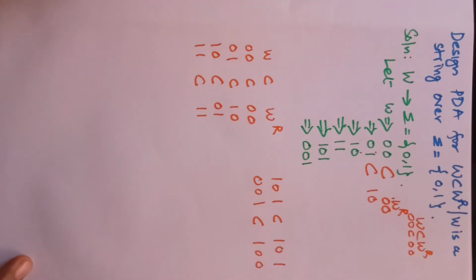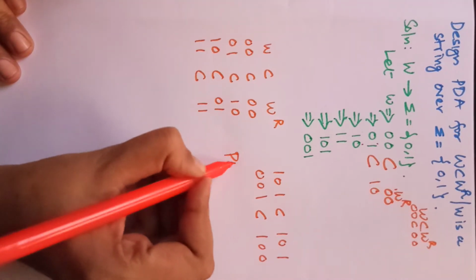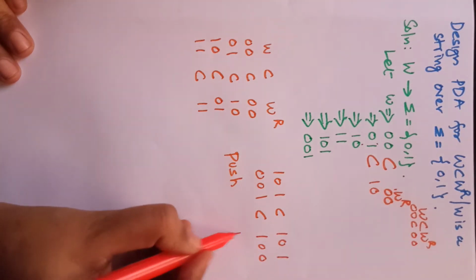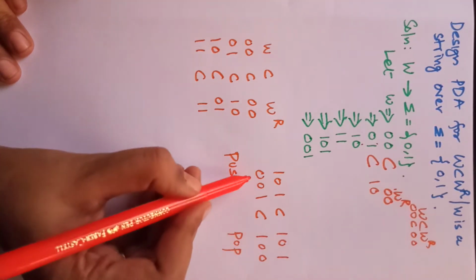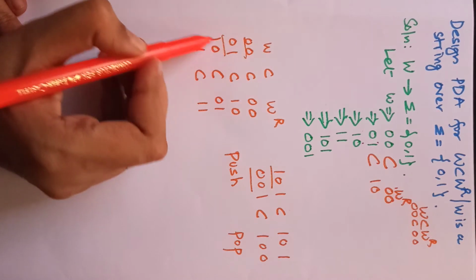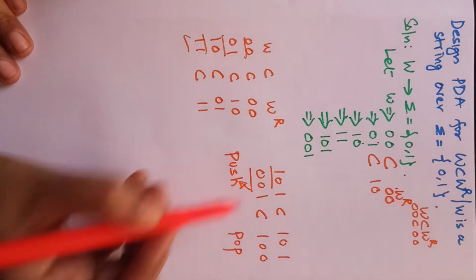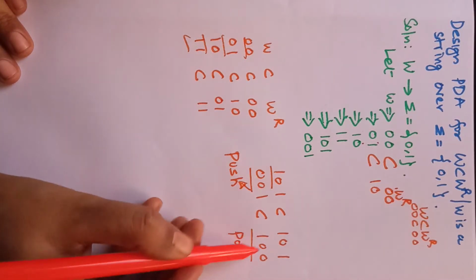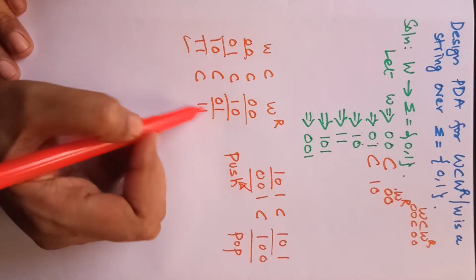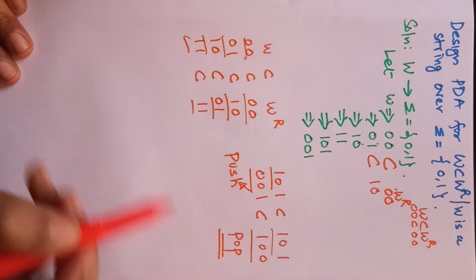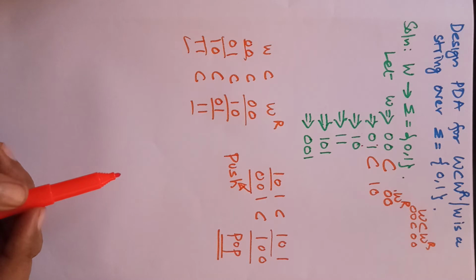Now we have to design the algorithm. So what will be the algorithm? Again we have to divide our answer into two operations: one is the push operation and the second is the pop operation. All the symbols that we are reading for W, we are going to perform the push operation. For whatever string we get that is W raised to R, we are going to perform the pop operation. Now what about the C?